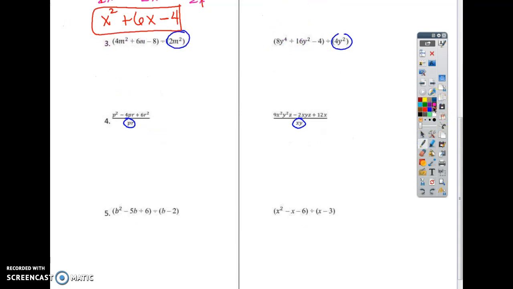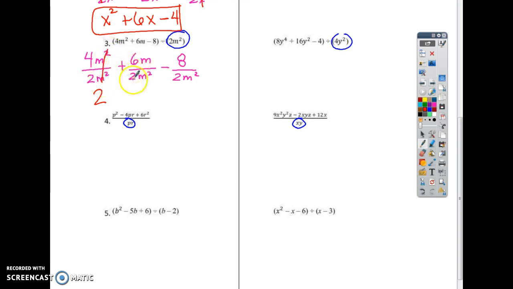Okay, number 3. Same thing. We're going to do 4m squared divided by 2m squared plus 6m divided by 2m squared minus 8 divided by 2m squared. Okay, so we start dividing. What's 4 divided by 2? 2. How many m's do I have left over? None, right?